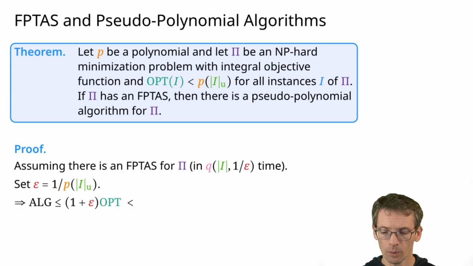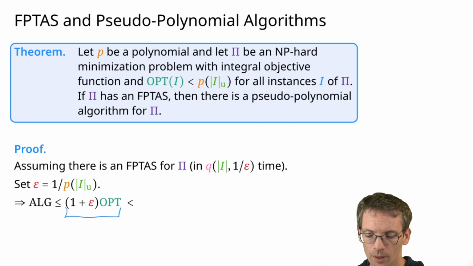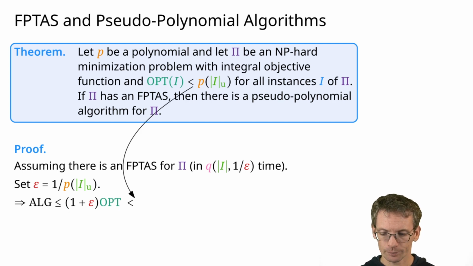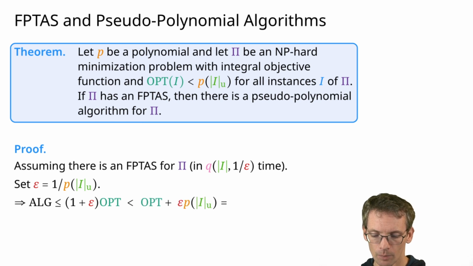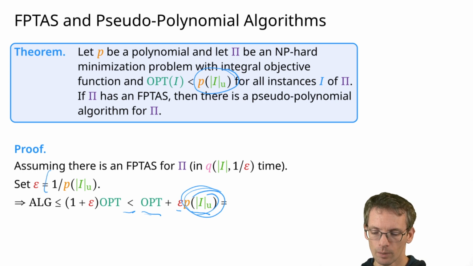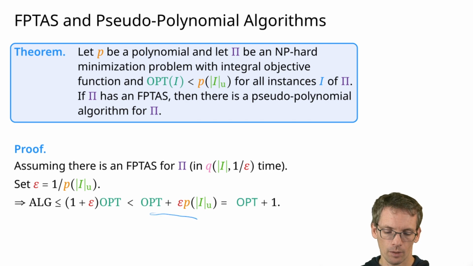What this means is that if I now have a 1 plus epsilon approximation, our fully polynomial time approximation scheme will give us a solution within opt times 1 plus epsilon. But now epsilon is so small that this is bounded by opt plus epsilon times opt, but opt is smaller than p times the unary encoding size. So this is smaller than opt plus epsilon times this. And since we picked epsilon as 1 divided by that, this is now opt plus 1.